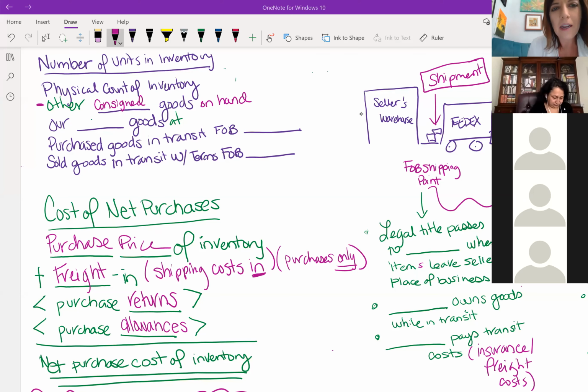So it's considered a consigned item for that dealership. Now, if we have our own consigned goods at another company's location, who owns those goods? We do. So what do we need to do with those goods? Our goods that are at another company's location.